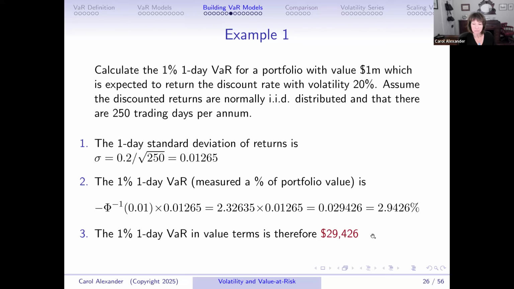So don't round too much in your returns calculation. When you multiply by a large number like 1 million or 10 million, it really matters.